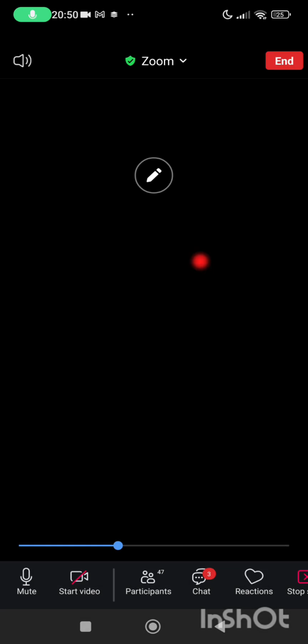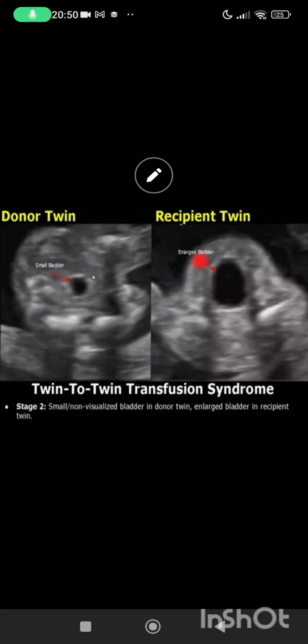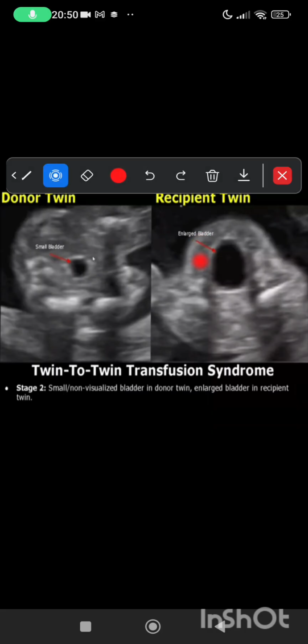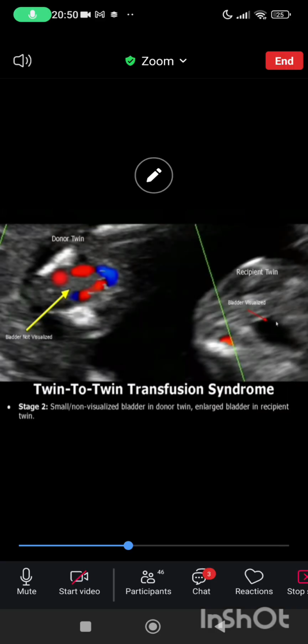Then stage 2, what happens? We can see a different appearance of the urinary bladder. So there will be an enlarged bladder in the recipient twin and a small bladder in the donor twin.